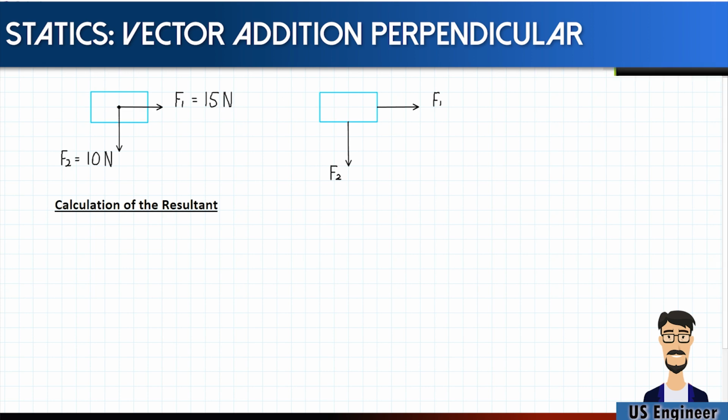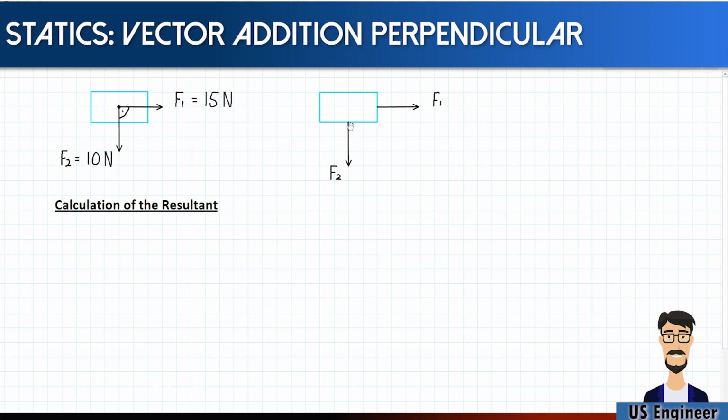We have a body that is acted on by two forces, a horizontal force, F1, with a magnitude of 15 Newton, and a vertical force, F2, with a magnitude of 10 Newton. These two forces converge at a common point of application, which is right here in the middle. As already said, these forces act perpendicularly to each other, where we have a right angle here.